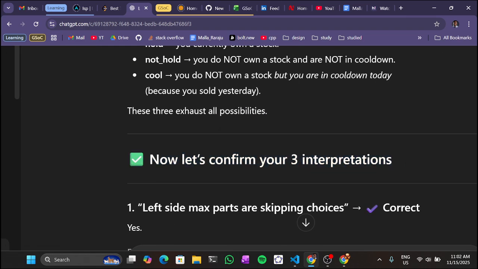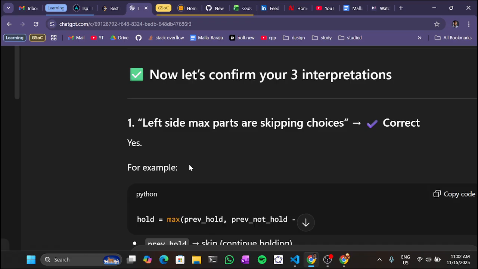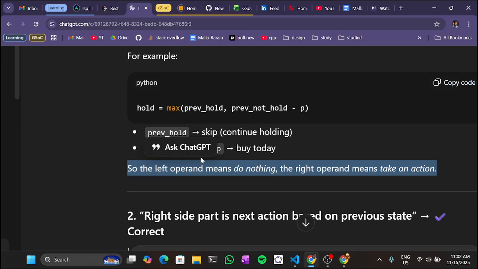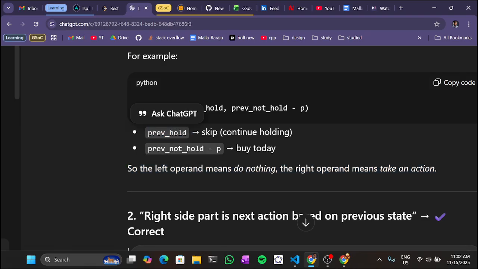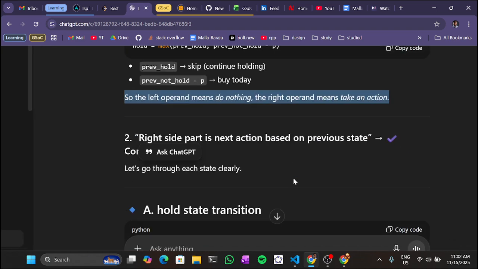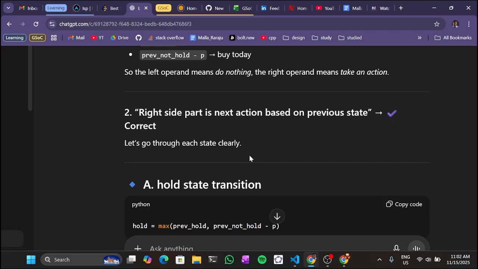Let's confirm your three interpretations. Left side match. Correct. If you are previously holding and choose to hold again, you are previously not, and on the right side, you buy today at an expense of current price from previous profits. Right side parties next action based on the.